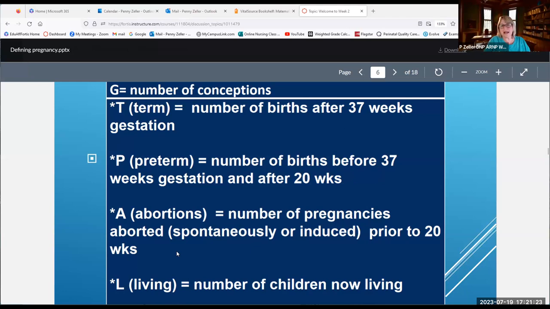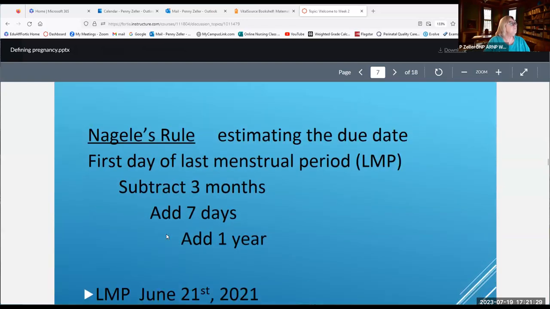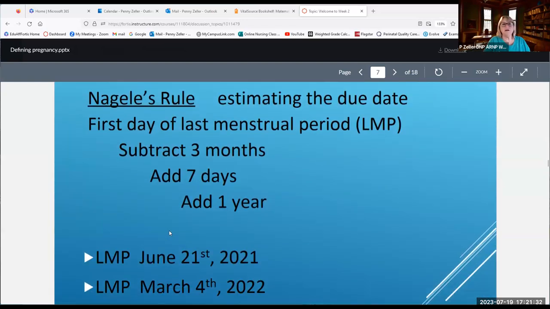So learning how to categorize your client is one thing that you have to know how to do. And we are running short on time, but there's a video about this and there's a picture thing about this so you can practice.